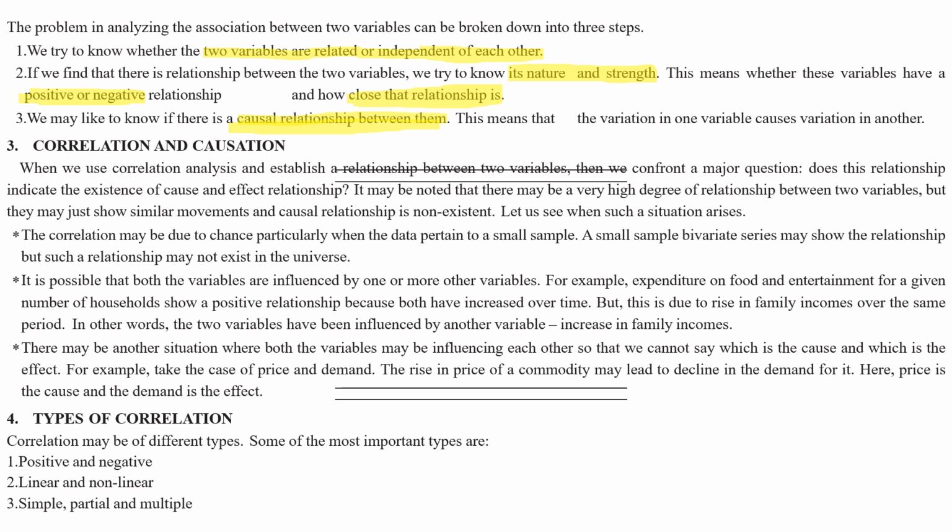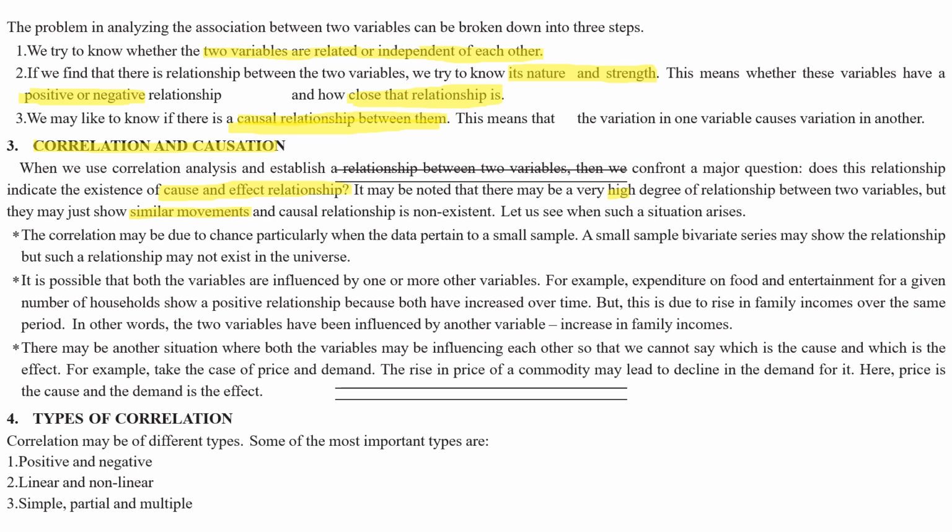Then correlation and causation. When you use correlation analysis to establish a relationship between the two variables, then we confront a major question: does this relationship indicate the existence of a cause and effect relationship? There is a relationship, but is there a cause and effect relationship? It may be noted that there may be a very high degree of relationship, but they may just show similar movements. Causal relationship is non-existent. That is, there is a relationship, but the two may have just shown similar movement, right? A causal relationship does not exist.